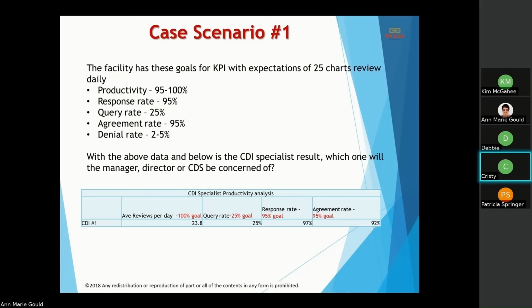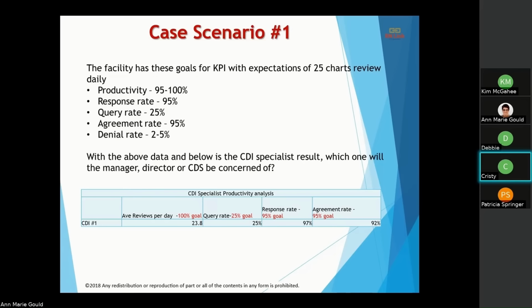Well, the agreement rate is lower, but also the average reviews per day, 25 charts per day. So they're not quite meeting their goal of 25 charts. That's right. Yes. They might have some meeting or something. So the manager will usually check it out and see if there's what they call downtime. So that CDI is only meeting 23.8 charts per day, which is like 1 point something chart missing, right?